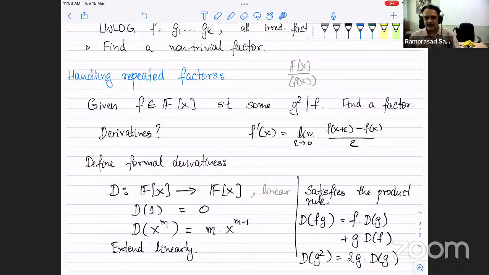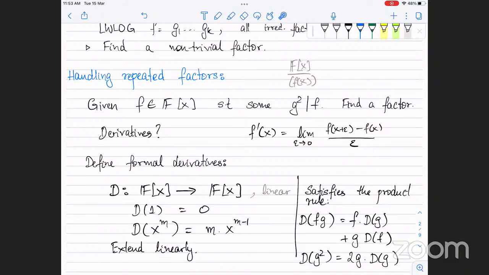Okay, great. So why was the derivative useful? Saurabh, would you want to elaborate on why you thought derivatives might be useful? So what would happen if you take a derivative of f? So that will divide by g only, right?